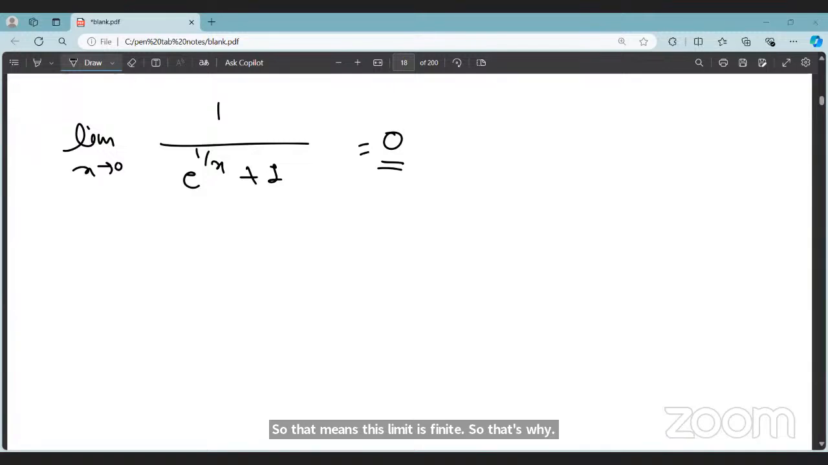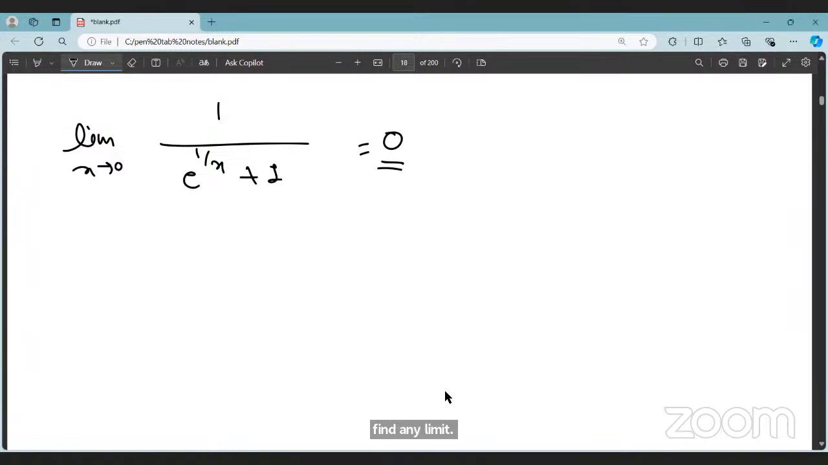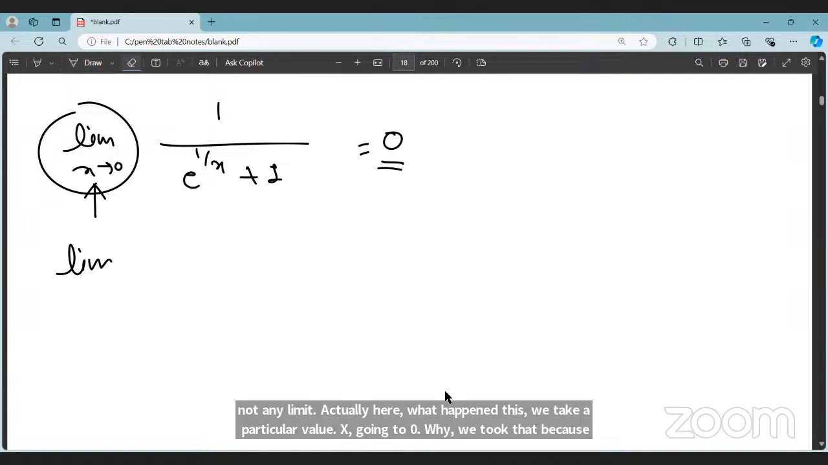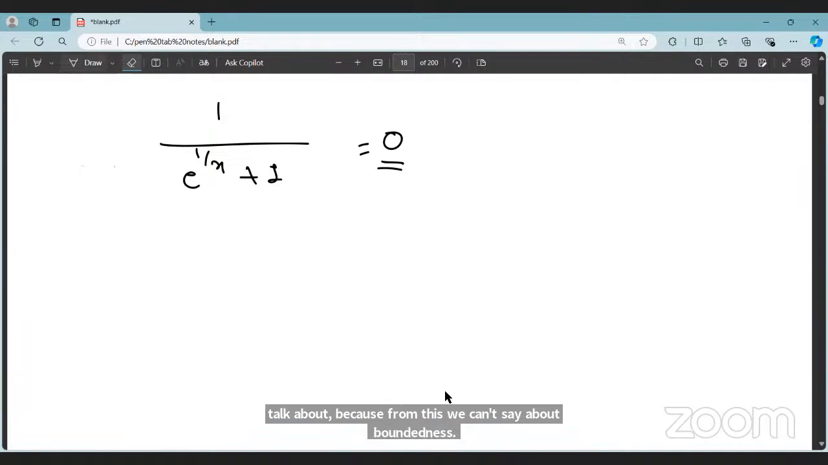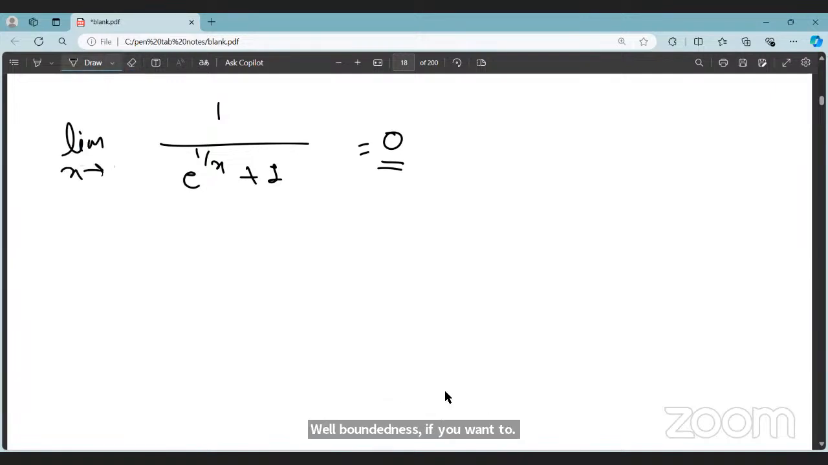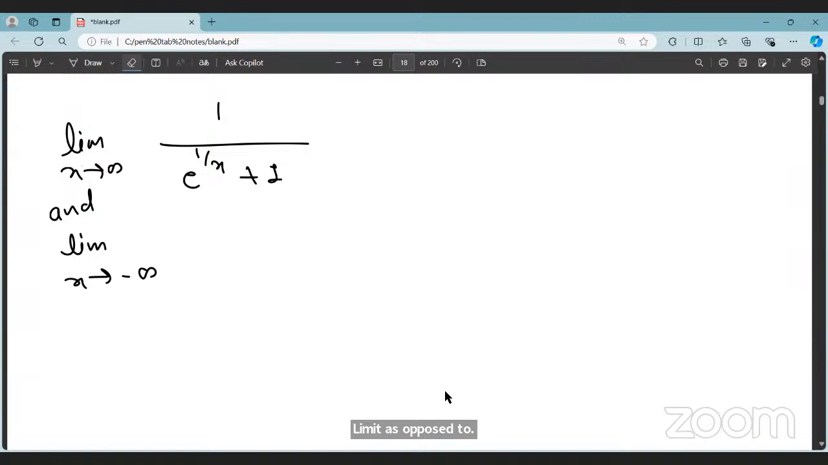No, wait a minute. So basically, if a function is unbounded, then we cannot find any limit. Yeah, not any limit. Actually, here we took a particular value, x going to 0. Why did we take that? Because from this we can't say anything about boundedness. For boundedness, you have to take the limit as x goes to minus infinity and as x goes to plus infinity, both. So you have to compute these two limits for saying boundedness.